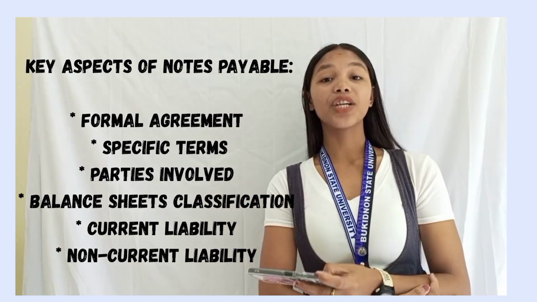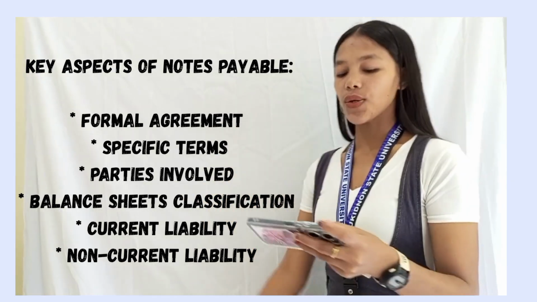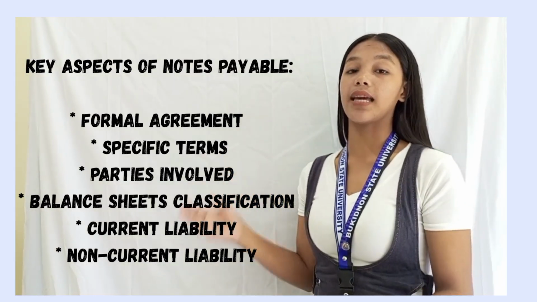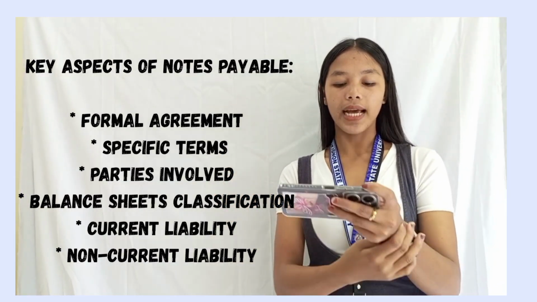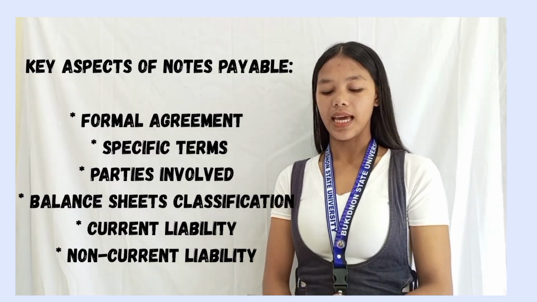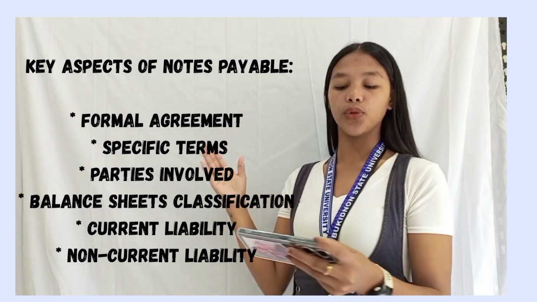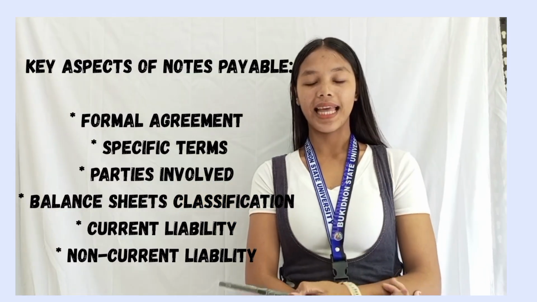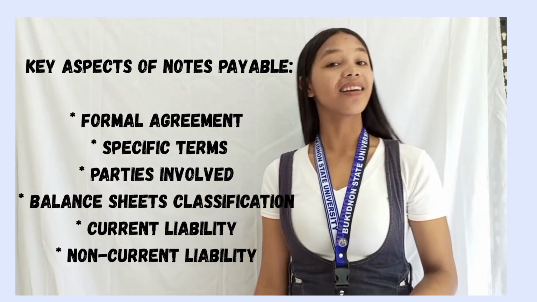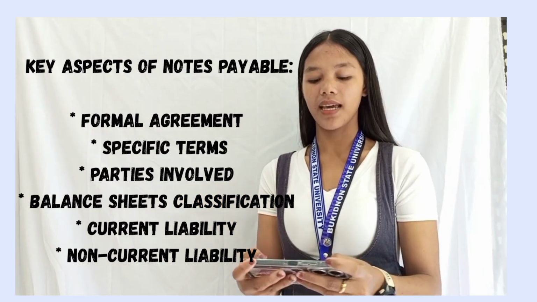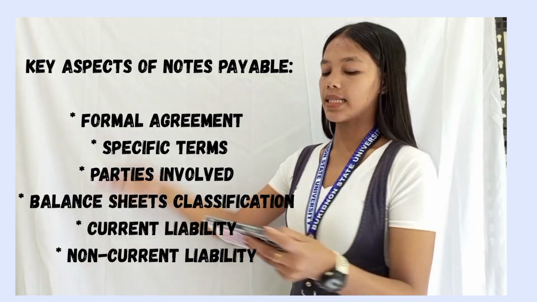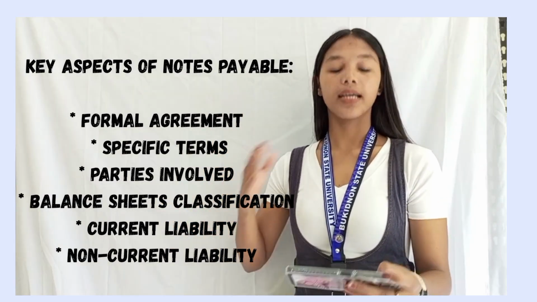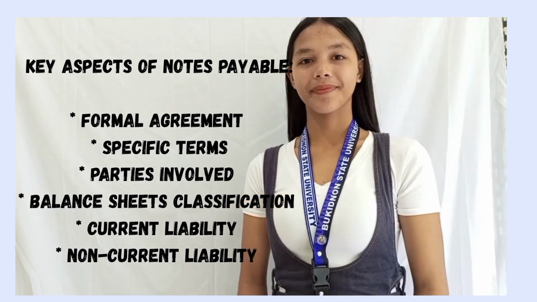Next is balance sheet classification. Notes payable are classified as a liability on the balance sheet. So next is a current liability. It is if the loan is due within 1 year of the balance sheet date. And then lastly is a non-current liability, or long term. It is if the loan's maturity is more than 1 year in the future.